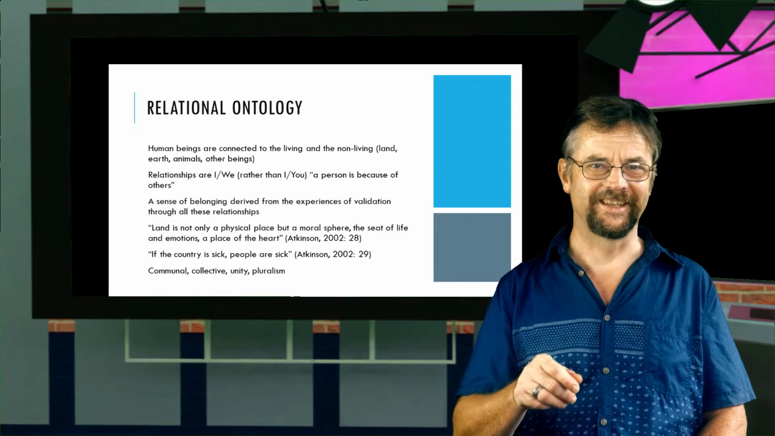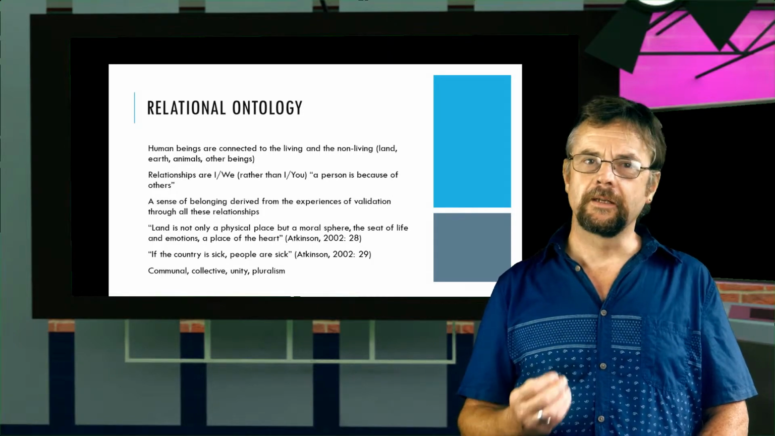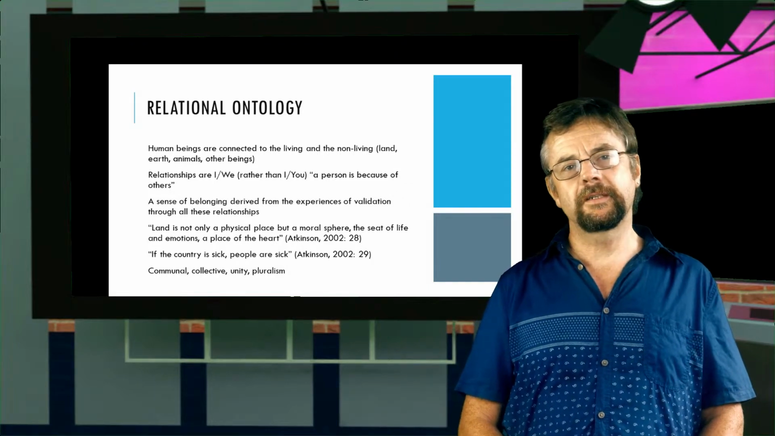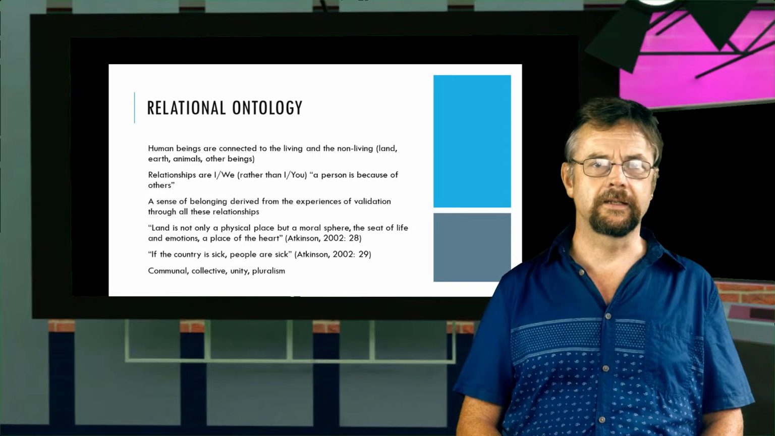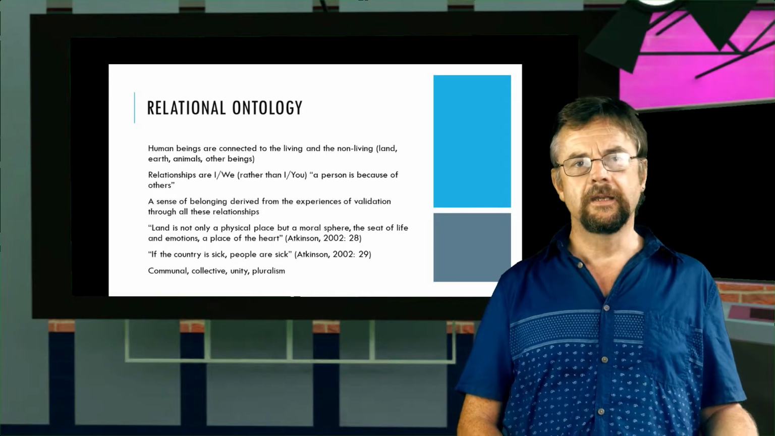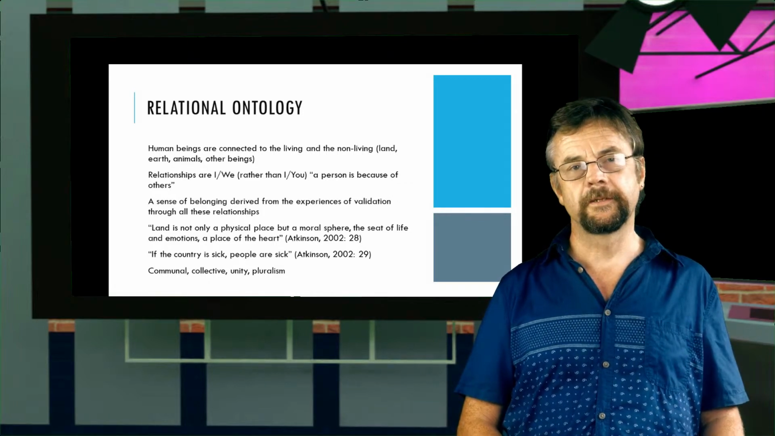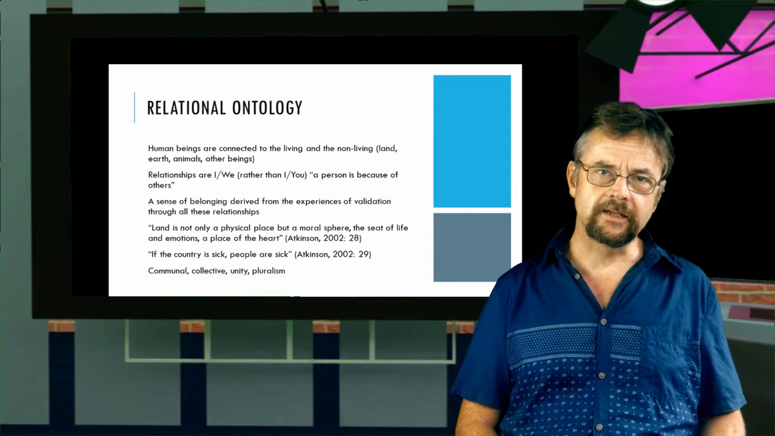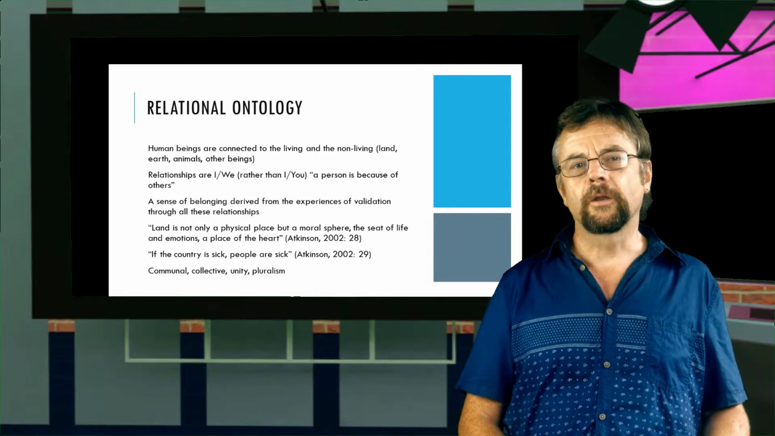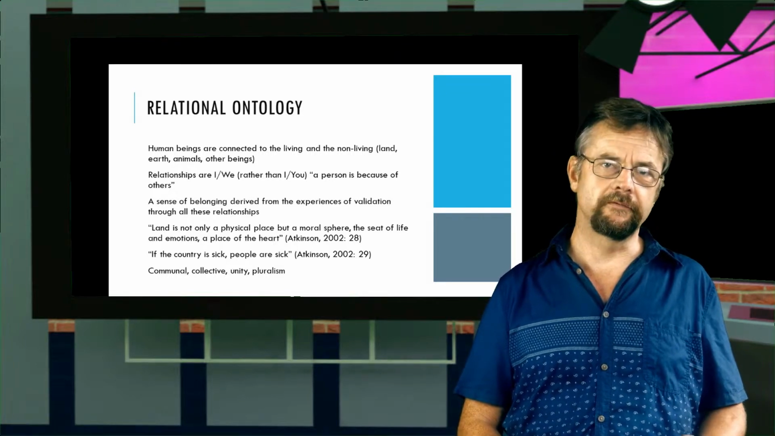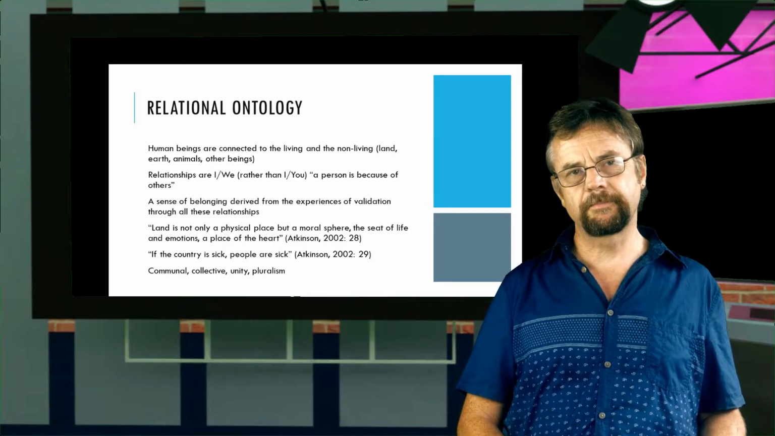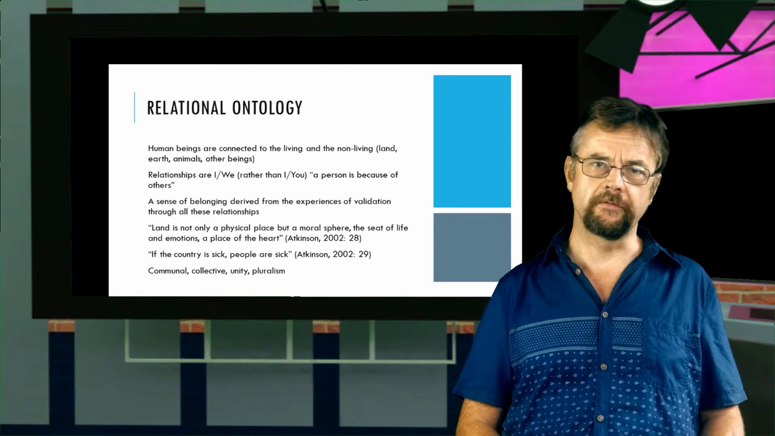Okay. Right. So a guiding principle is that a person is because of others. So you can see how different this is from an understanding of reality from a Western perspective or Anglo-European perspective that sees the individual as a separate entity from others. This places relationships at the center of people's reality, and this is how the world is experienced. So a sense of belonging is derived from the experience of validation from all of those relationships. So this reality shapes people's experiences of who they are in relationship to others.